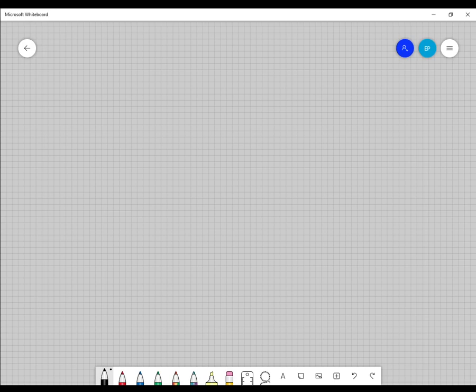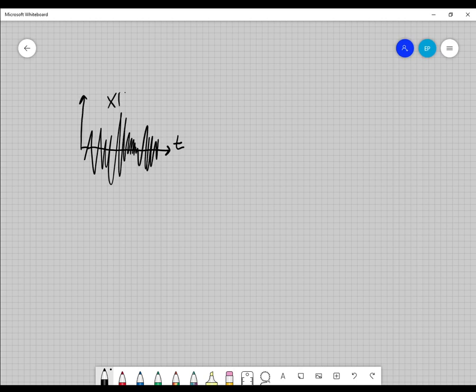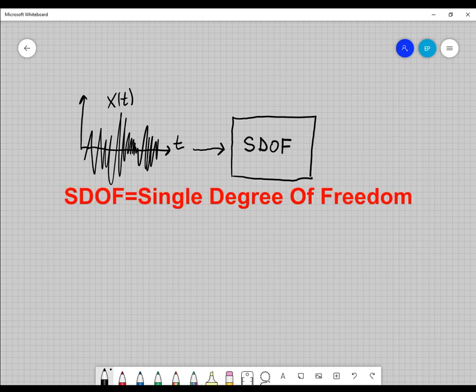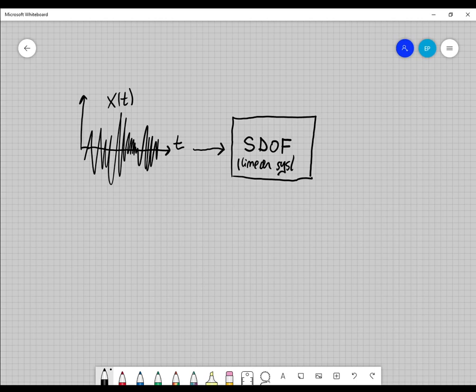In nature, many processes can be modeled by using signals. For example, let's assume that I have a time signal, which is in general a very random signal, so the signal can be very random, and I can call the signal x of t. This signal is input into a 1 degree of freedom system, or in general I can call it just an SDOF system. I'm assuming that the system is linear, and we have some output which I can call y of t. The function that represents the system is generally called transfer function.